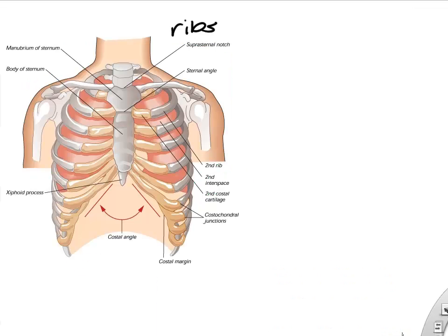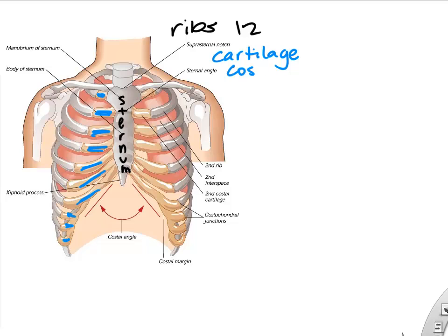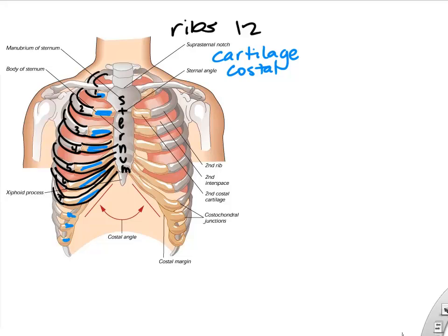If we think about ribs for a minute, there's 12 ribs. Everybody's got 12 ribs. The ribs are connected to our sternum through costal cartilage, or if you just want to remember cartilage, and that cartilage adds some flexibility. The first seven ribs are attached to the sternum through their own cartilage attachment, and so often we'll call those true ribs. So 1 through 7 are true ribs.